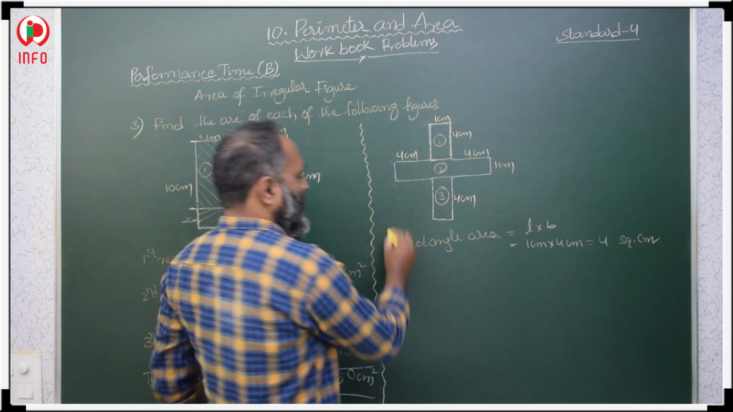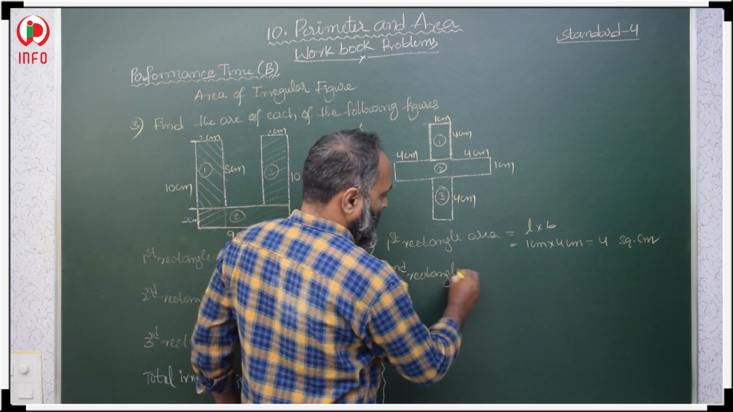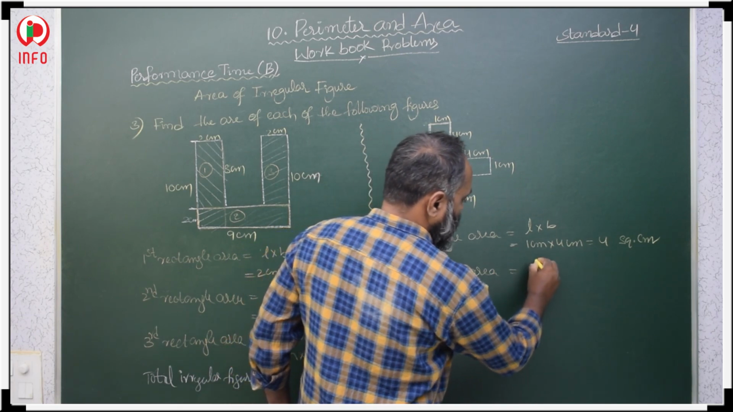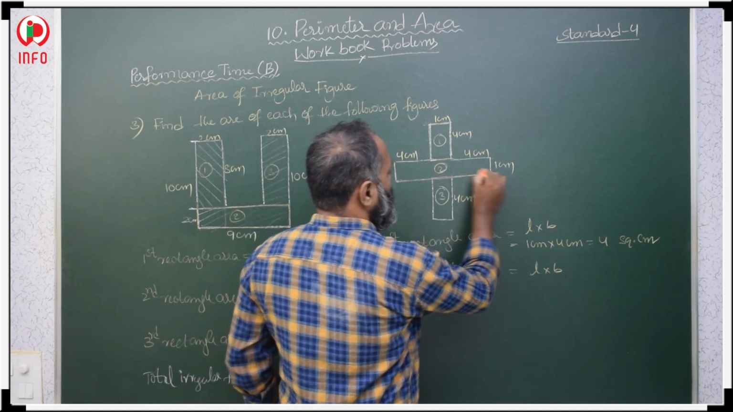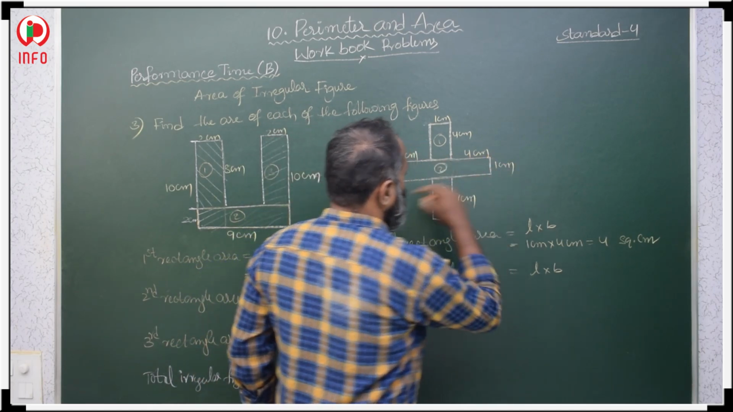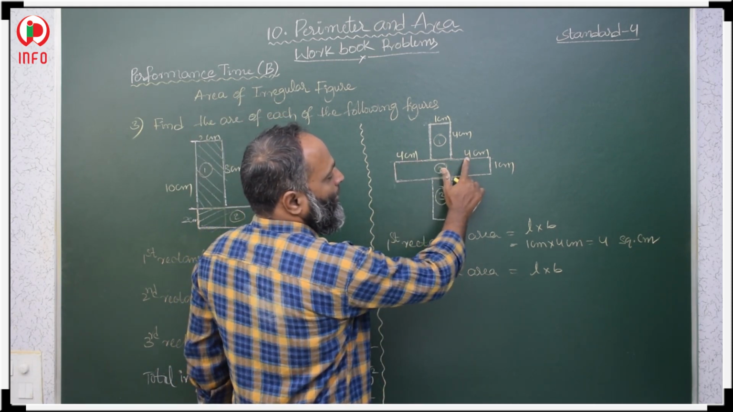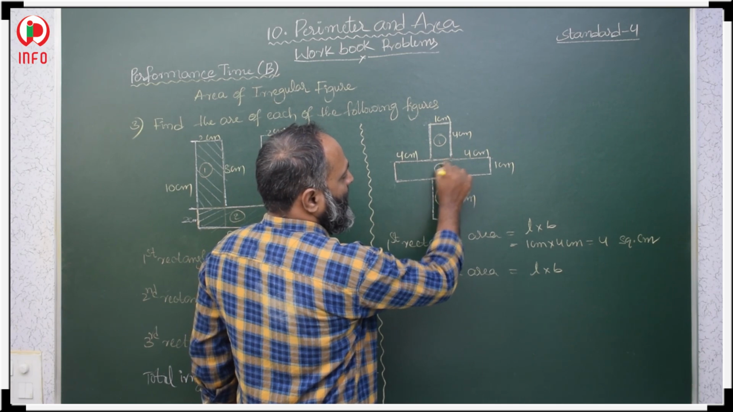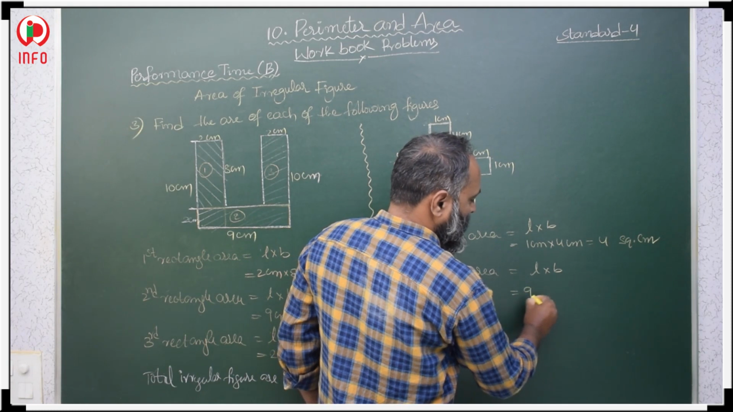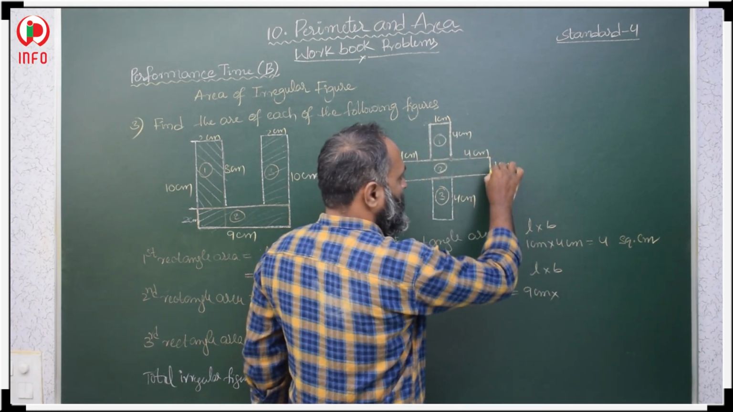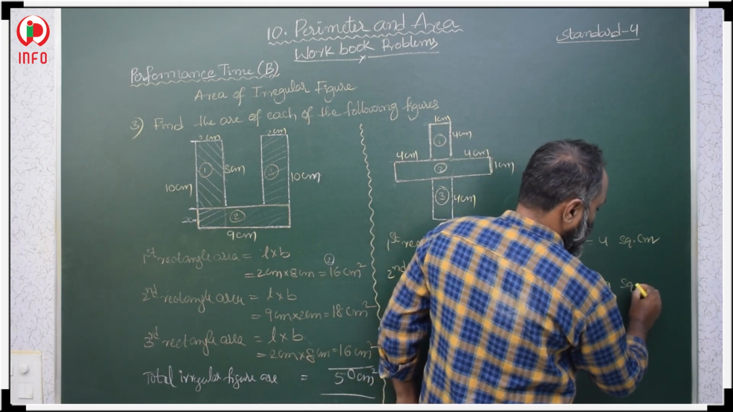Then second rectangle area, that is length into breadth. This is our second rectangle, and this rectangle's area we should find. What is the length here? Length is 4 here and 4 here. 4 plus 4 is 8, and this part is 1, so 8 plus 1 is 9. The length is 9 centimeters and the breadth is 1 centimeter. So 9 ones are 9 square centimeters.